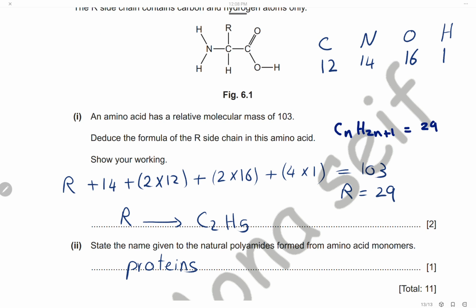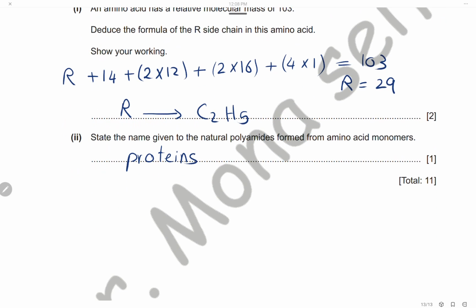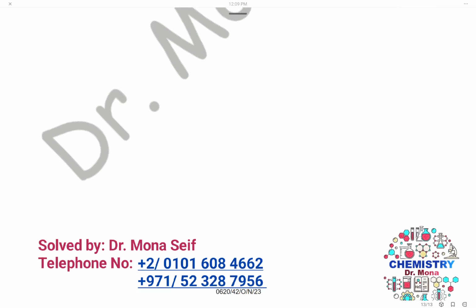Because R is an alkyl group formed from only hydrogen and carbon, it follows the general formula CnH2n plus 1. The alkyl group has a mass of 29, so the alkyl group is C2H5. It's an ethyl group. State the name given to the natural polyamide formed from the amino acid monomers when amino acids join together to form a big polymer. It's protein.